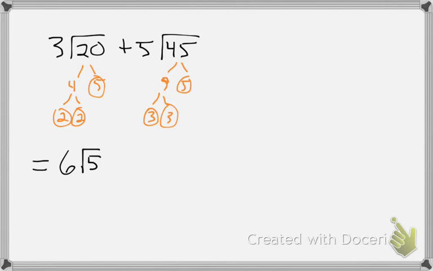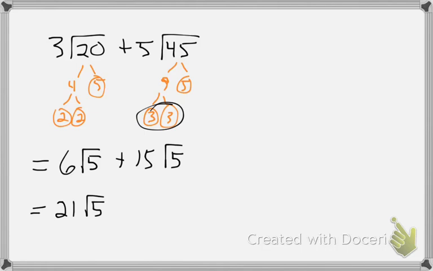What about in the second one? 15 square root of 5. Again, it's a square root, so do I have a square? Yeah, I've got 3 squared. So I bring a 3 outside. There's already a 5 there, so that makes 15 square root of 5. Now they're like radicals. 6 square root of 5 plus 15 square root of 5 is, she said, 21 square root of 5.